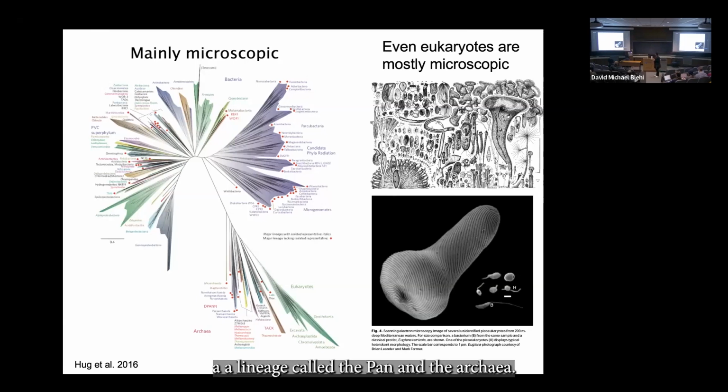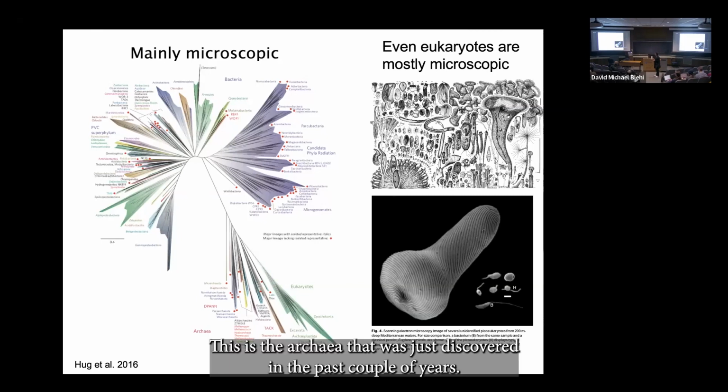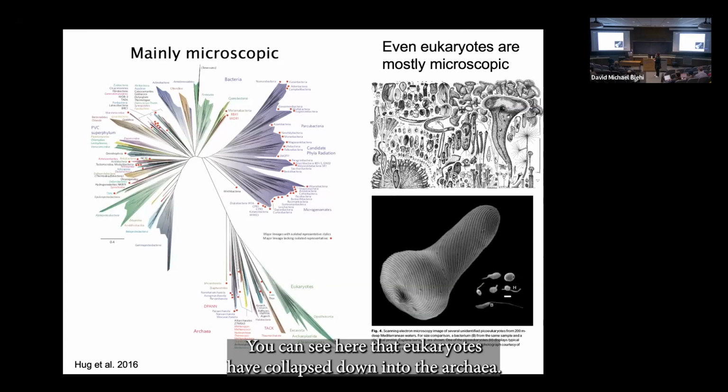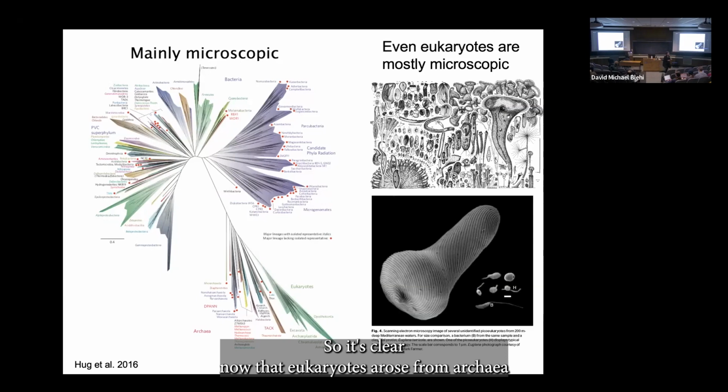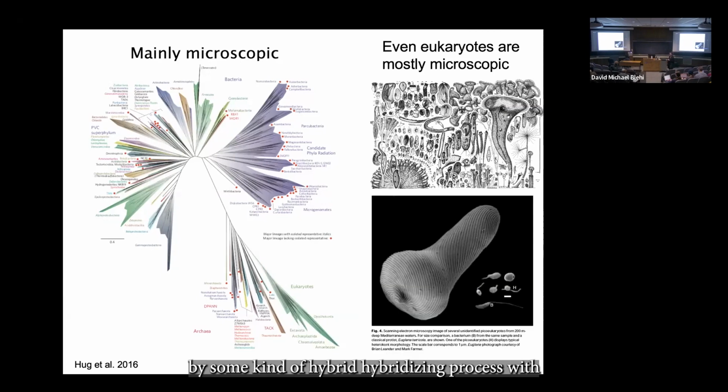Likewise, there's a lineage called Depan in the archaea. This is an archaeal lineage that was just discovered in the past couple of years. You can see here that eukaryotes have collapsed down into the archaea. So it's clear now that eukaryotes arose from archaea by some kind of hybridizing process, with some bacterial involvement there. Eukaryotes are this branch here, and even eukaryotes are mostly microscopic.